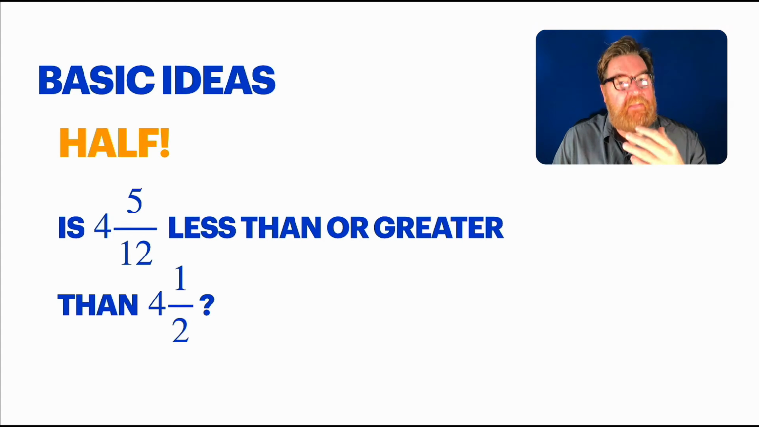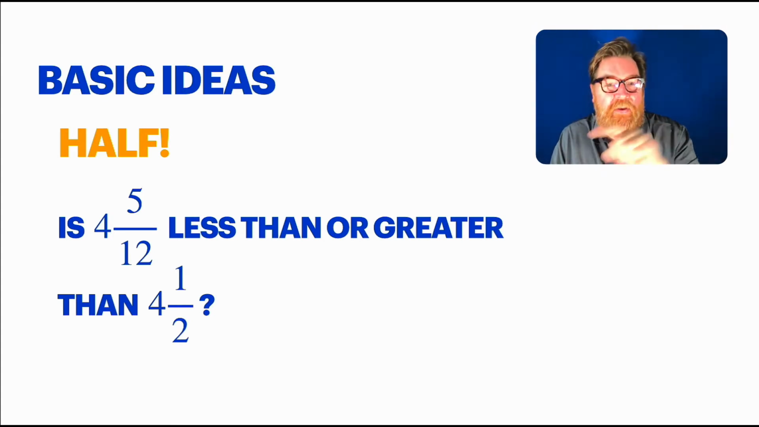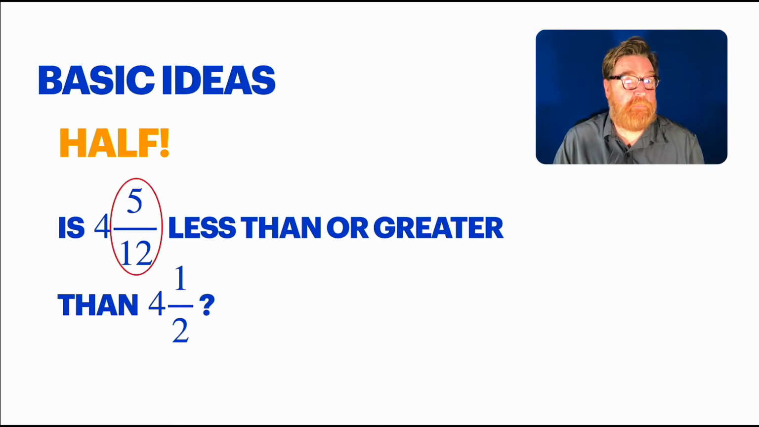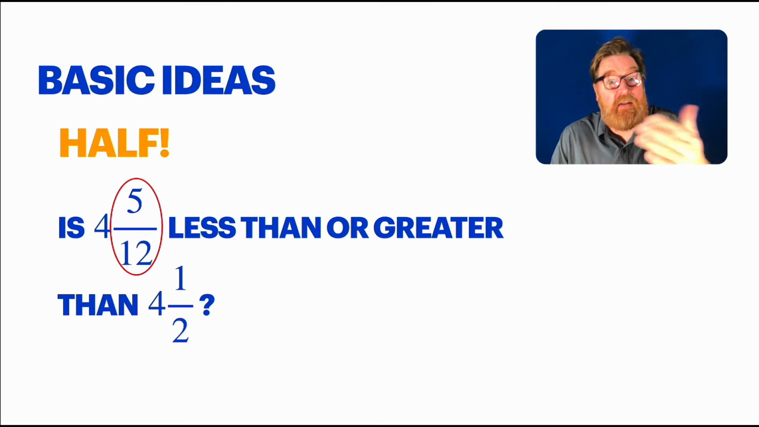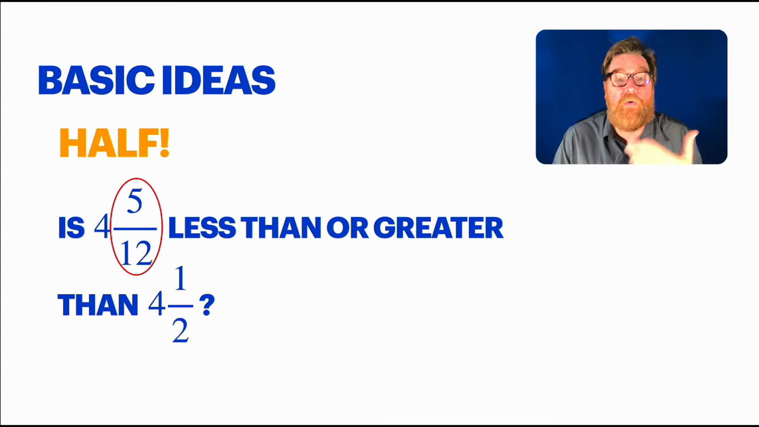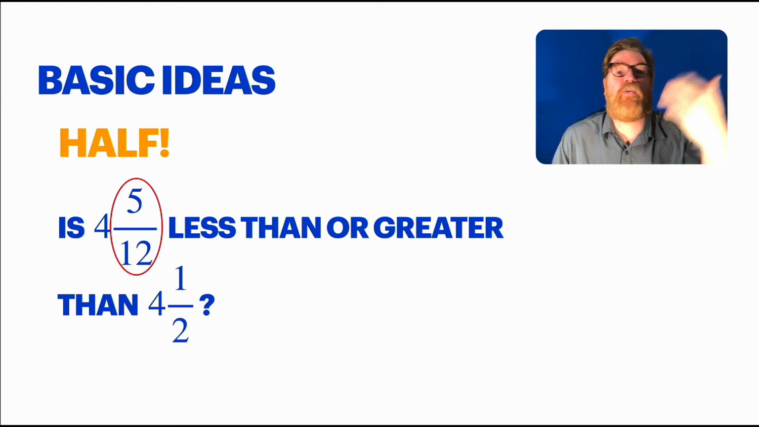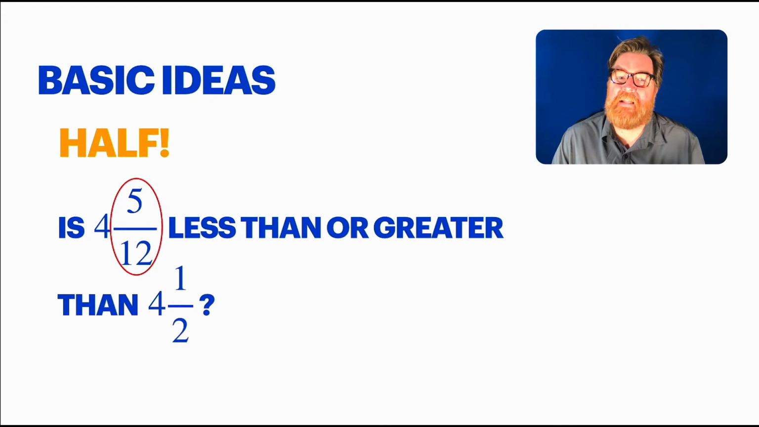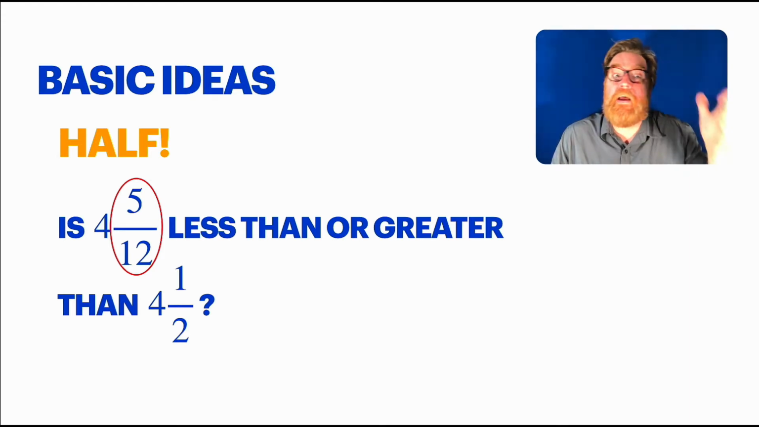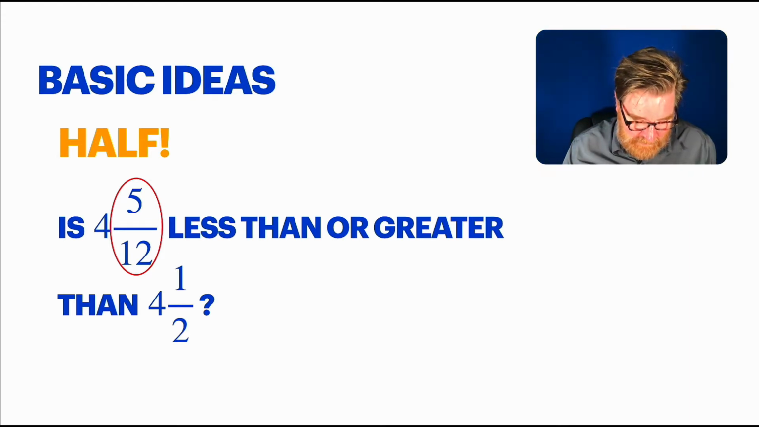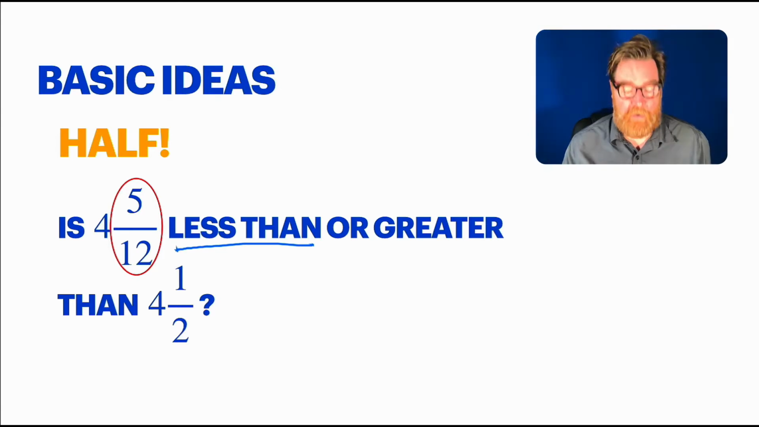Well, I see you looking. I can see your eyeballs looking at the 5/12 part. That's really the crucial thing. So ask yourself, is 5/12 less than or greater than 1/2? And based on our work before, we know that that's less than a half, right? Because half is 6/12. We've only got 5/12. So that's less than a half. So 4 and 5/12 is less than 4.5.